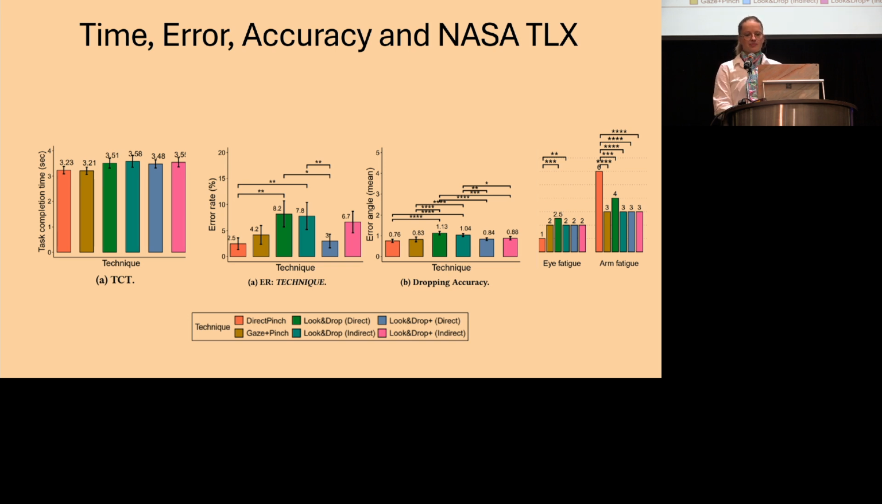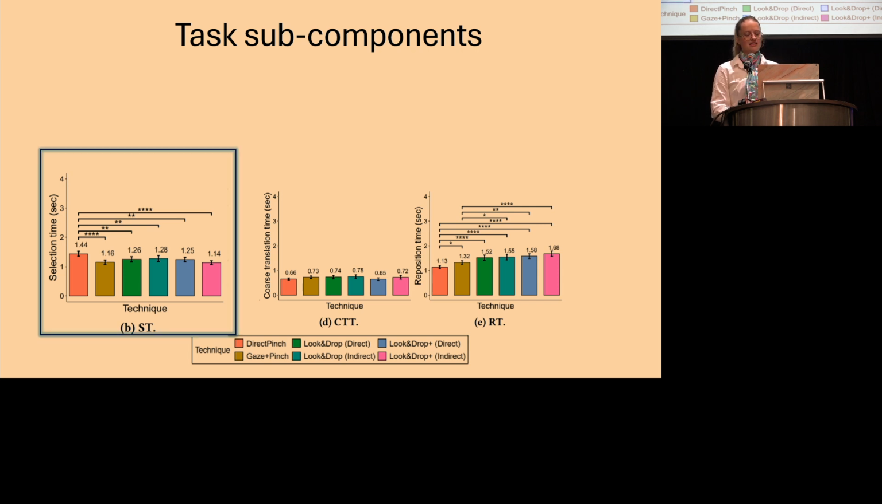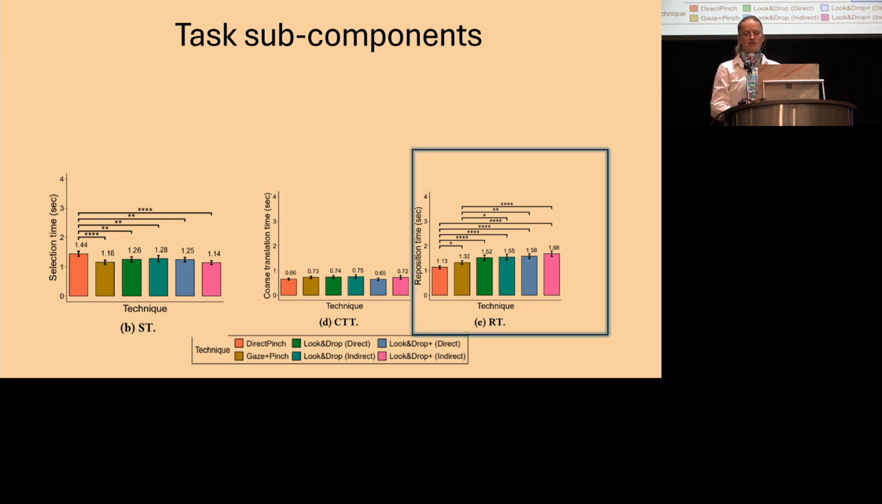As we couldn't see any significant differences for the overall task completion time, we split it up into selection time, course translation time, and reposition time. So we figured out here that for direct pinch, the selection time is longer because the user has to move his hand to grab the object for selection. Whereas for the reposition, they were significantly faster than the gaze-based techniques, because the hand already has full control of the object.